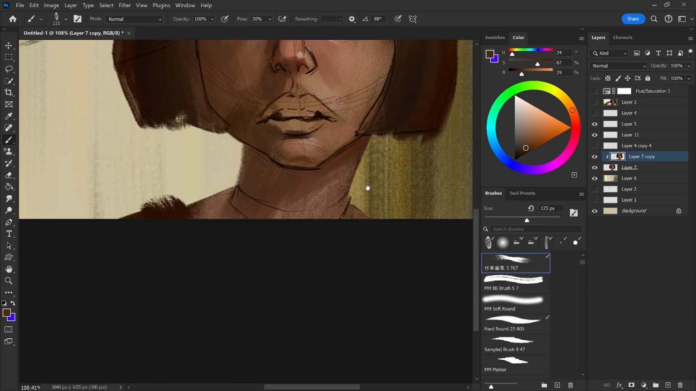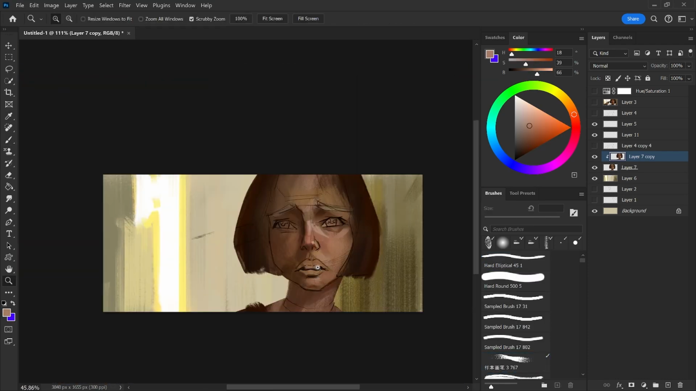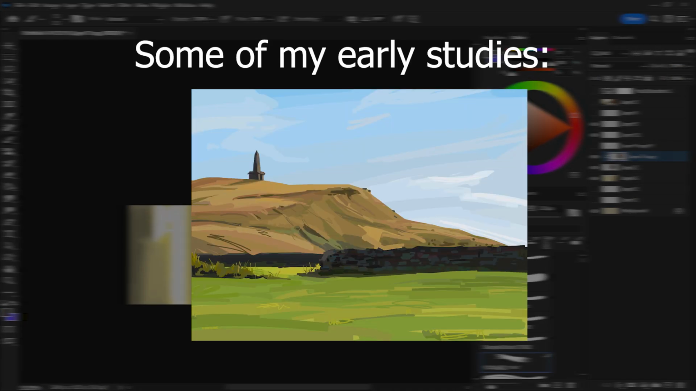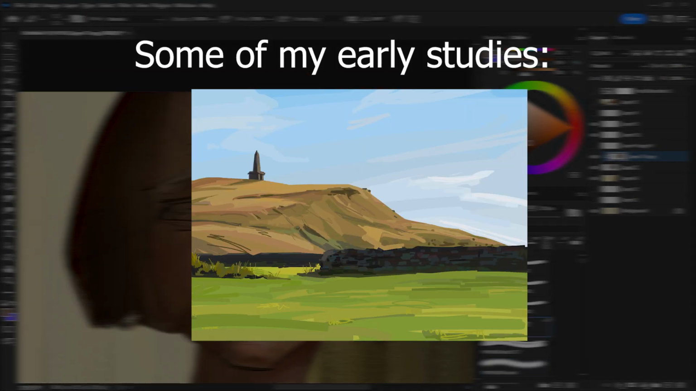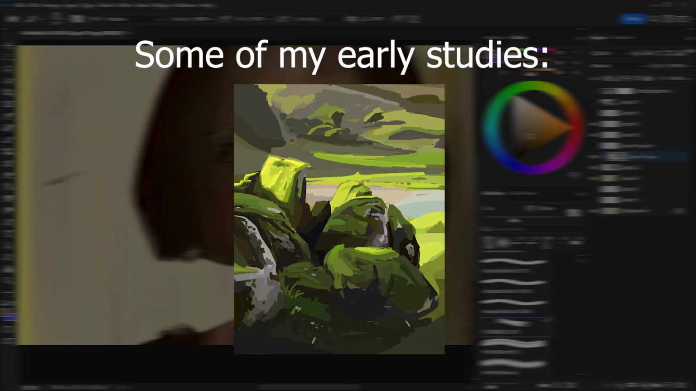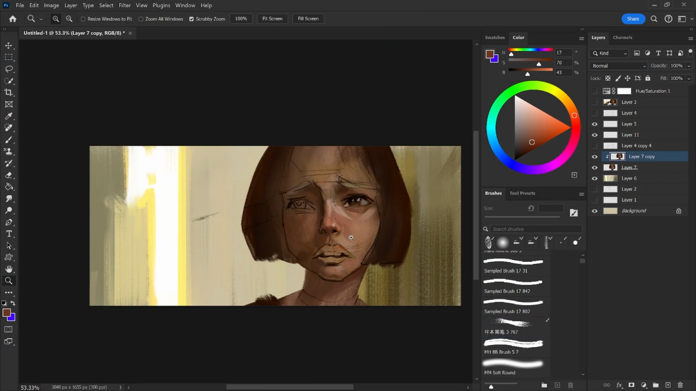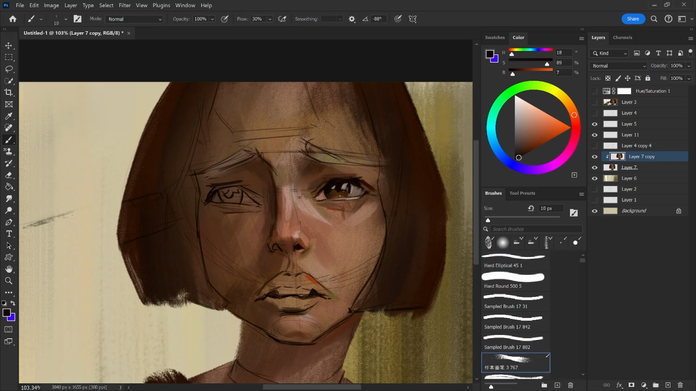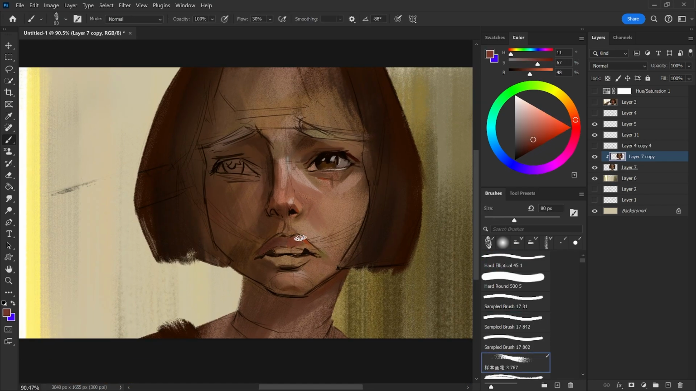Because the first 20 studies I did in digital painting, I already had some experience in traditional painting, but I did them all with the hard round brush. And I think, forget about brushes. If you're a full-on beginner at digital painting, don't even think about brushes. There's no point. Don't even think about colour if you're worried about colour. Just do your studies in black and white. That's the lowest level you can do these studies at.